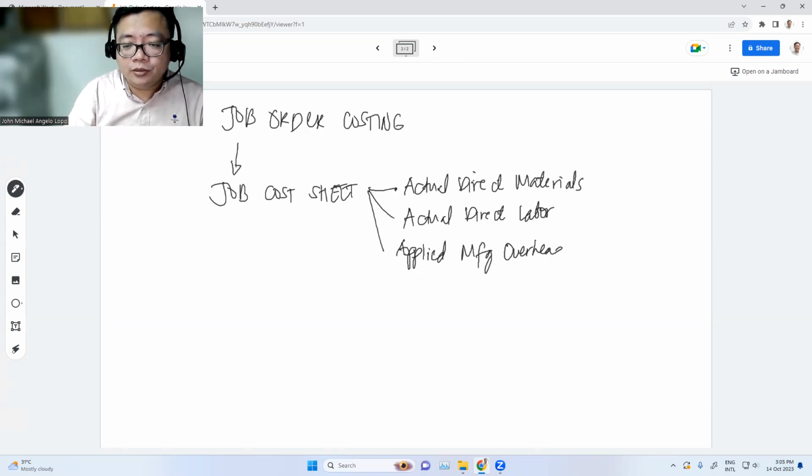My question, sir, bakit po? Why is it that in terms of the job order costing system, in terms of your manufacturing overhead, we record applied? Mamaya, we'll discuss kung bakit.